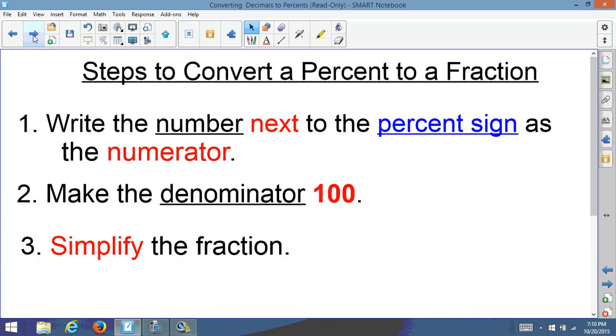Here are the steps that you should know to convert a percent to a fraction. Step 1. Write the number next to the percent sign as a numerator. Step 2. Make the denominator 100. Step 3. Simplify the fraction. So those are our 3 steps. So let's get to it.